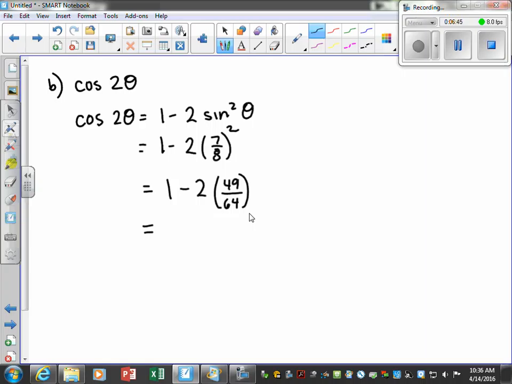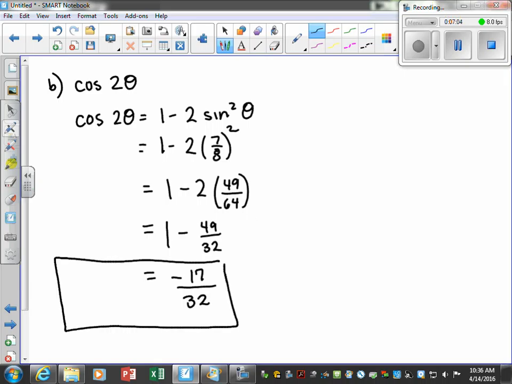There's many ways you can simplify here. That's completely up to you how you want to approach that. And then now you just subtract 1 minus 49 over 32, get a common denominator, and it's going to equal negative 17 over 32. So this is cosine of 2 theta.